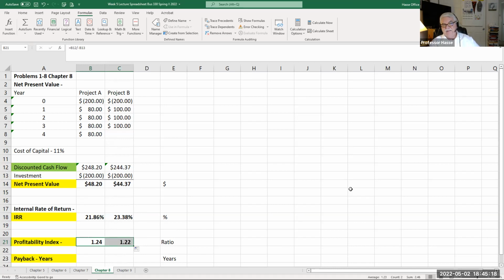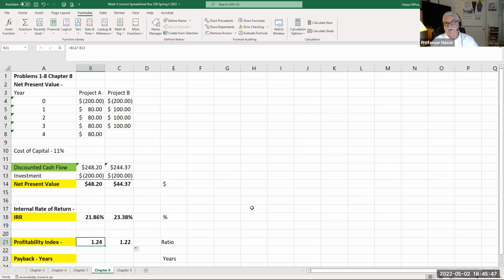1.22. In other words, why? Well, the discounted cash flow is greater, thus the ratio is going to be a little higher for project B. That's the profitability index. As you can see what we're doing here, it's different ways of looking at the same numbers. Dollars, percentage, ratio, and the payback is in years. How long does it take us to pay back the investment?